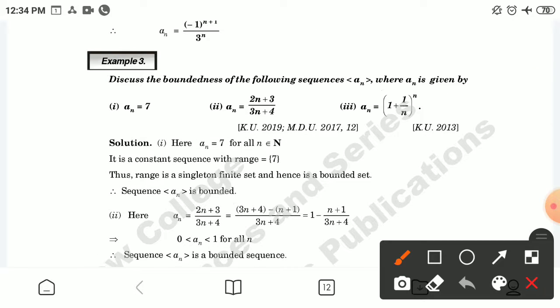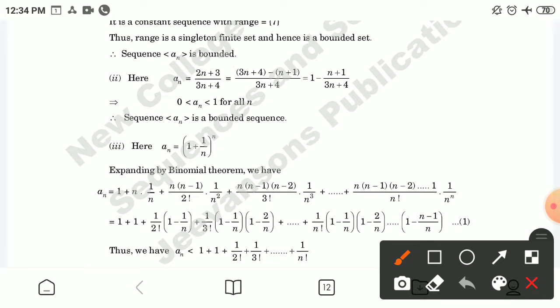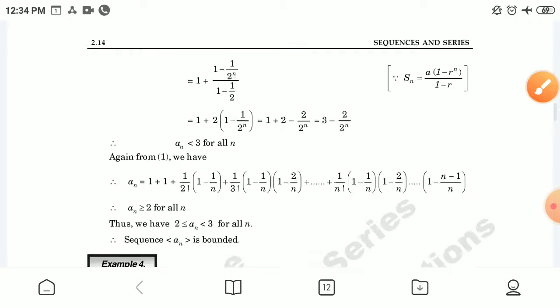Now discuss the boundedness of the following sequence an. We are discussing the second part, where an is (2n plus 3) by (3n plus 4). We can write this as (3n plus 4 minus (n plus 1)) by (3n plus 4), that is, 1 minus (n plus 1) by (3n plus 4). This term shows that the value of an cannot be greater than 1. Therefore an is between 0 and 1. Hence the sequence an is a bounded sequence. Similarly, we can draw different examples.